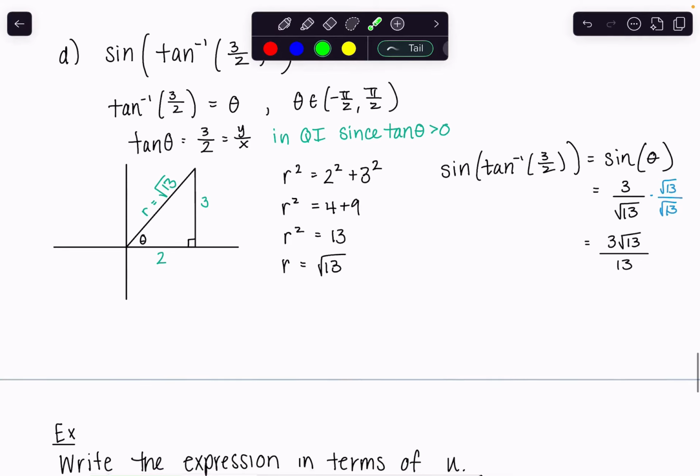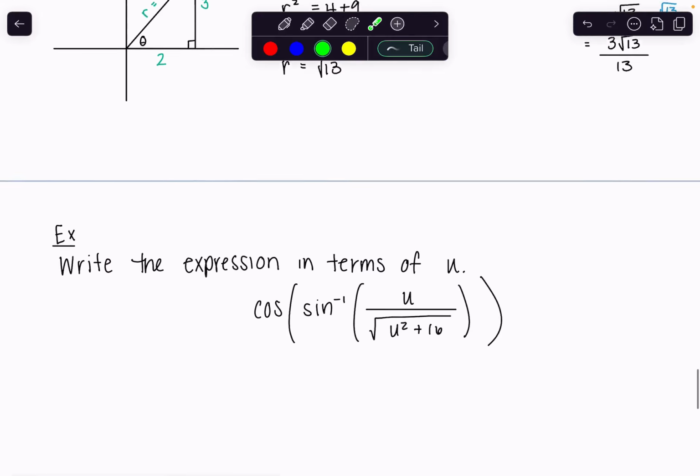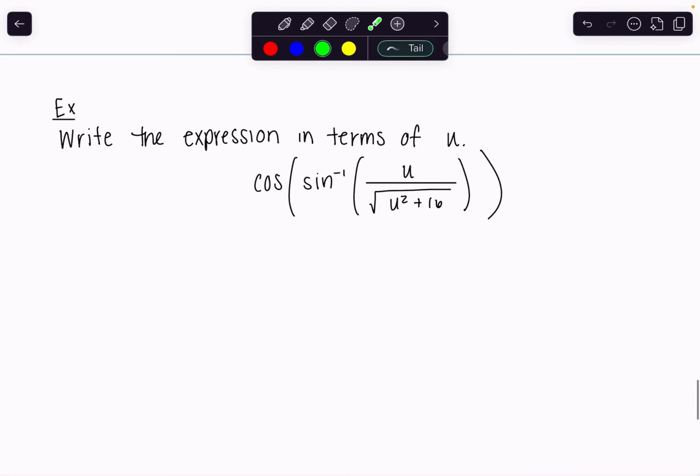All right, so I really have just one more left of working with this. It's a similar example to this last one, except instead of having a number on the inside, I've got an expression involving u. Ultimately, I want to figure out what this equals in terms of u. If I start with the inside, sine inverse of this expression gives me some angle.